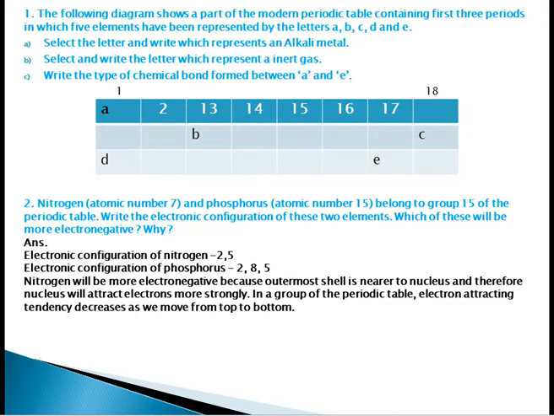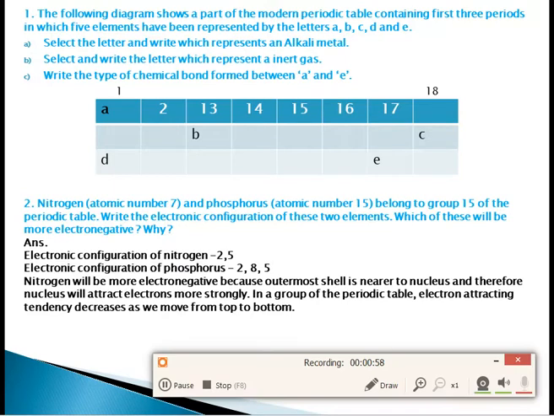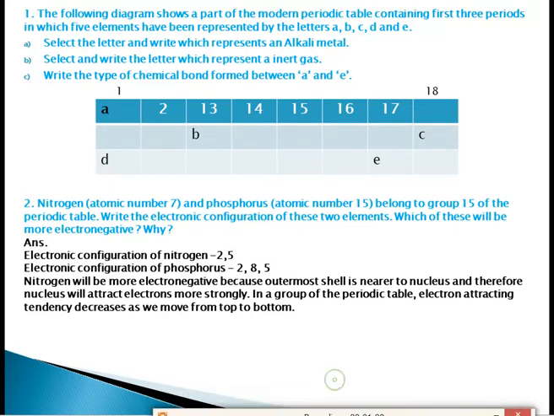The first question which we have over there is the following diagram. One diagram is given, and this question is there in your NCERT textbook also, and many times this question was asked in the board exam also. So let's discuss this question. The following diagram shows a part of the modern periodic table containing the first three periods.